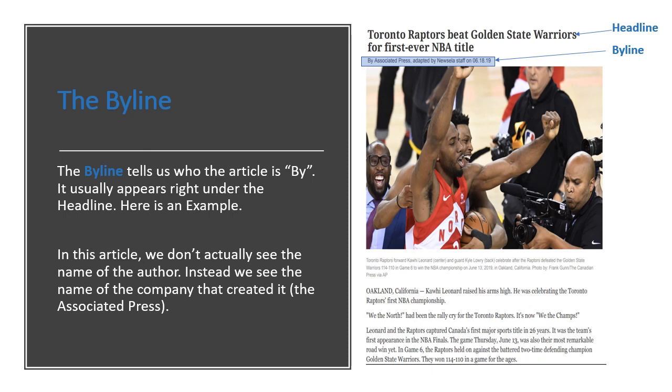And what's interesting about this byline is this one doesn't say, by John Smith, the name of the author. Instead, it says by Associated Press, which is a company. So you might see something like that in a byline.